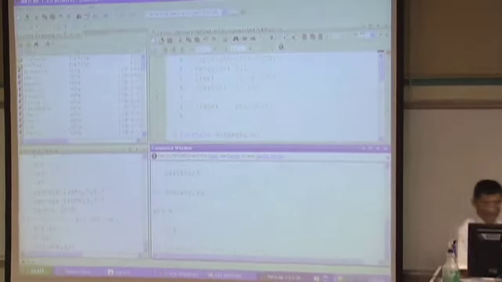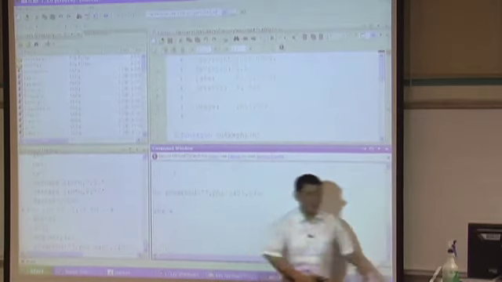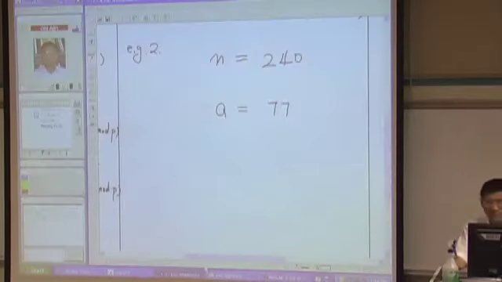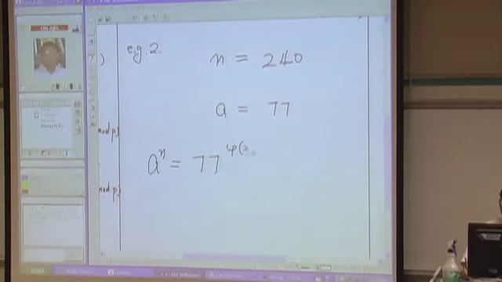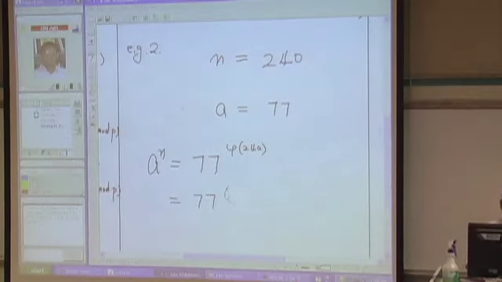So I will run it. Then it is 1, right? 77. So I will calculate phi of 240. It is 64. So a to the power of n is equal to 77 to the power of phi of 240, and then it is equal to 77 to the power of 64. And then this will be a huge number, right? This will be huge. Then it is congruent to 1 mod 240.